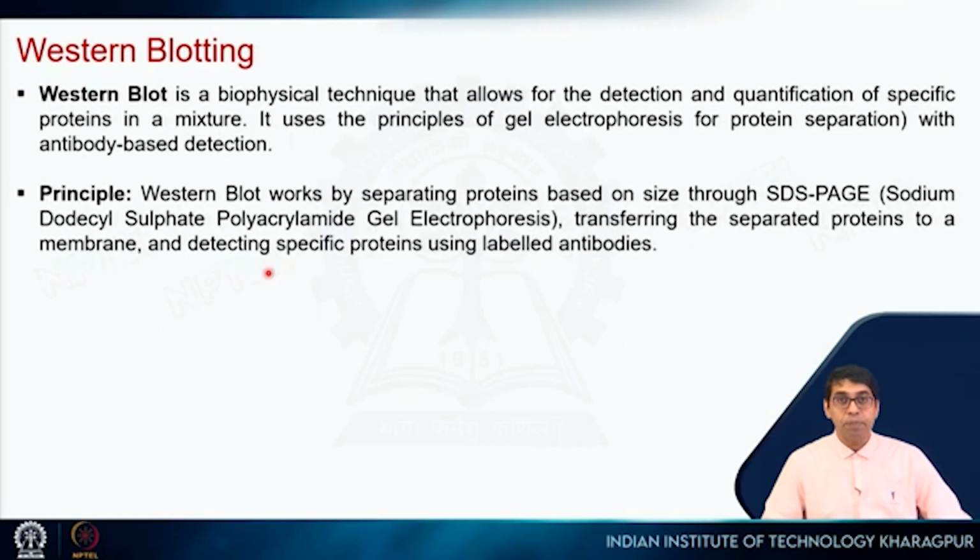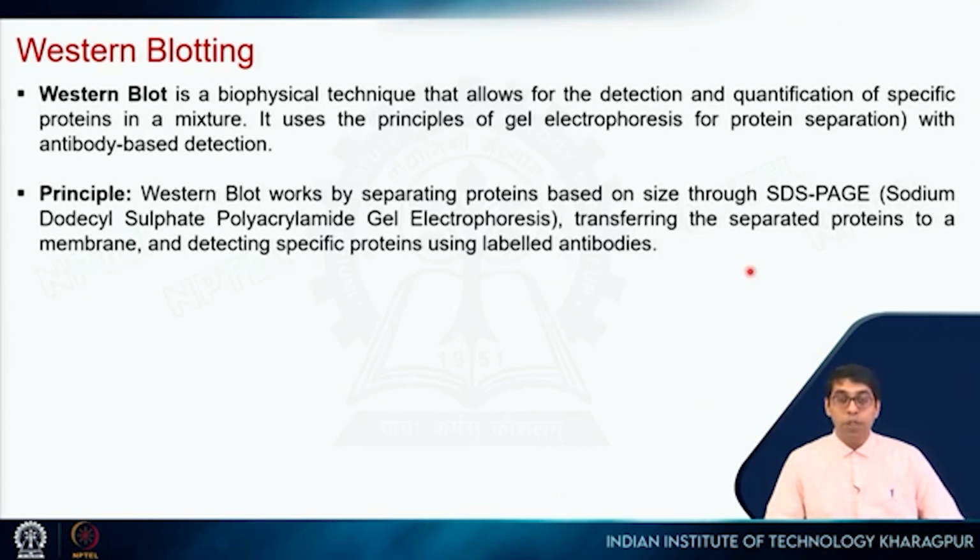So let's see. Western blot works by separating proteins based on size through SDS-PAGE. We have already seen SDS-PAGE. Let's see, you have a cell lysate, right? So you have a mixture of proteins. You can separate them out through SDS-PAGE. But the problem is that you don't know whether the protein that you are looking for is present in this mixture of proteins or not.